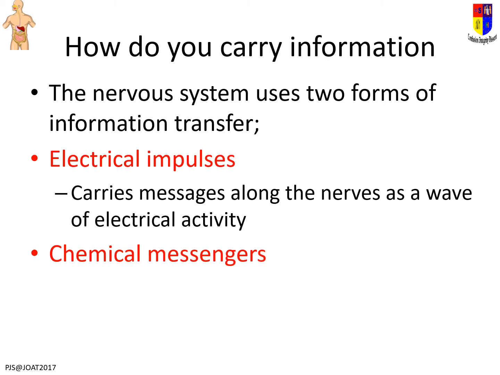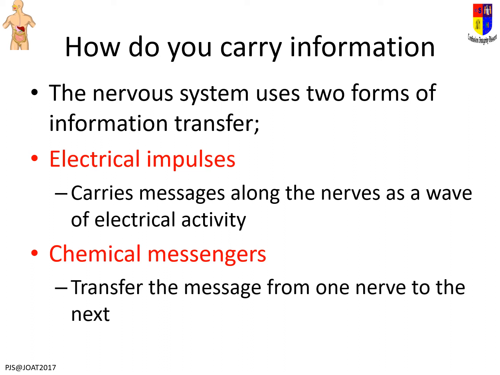But you also need to have chemical messages, and the chemical messengers move between nerves, so from one nerve to the next. So if you're coming from a sensory nerve, bringing information in, passing it into an inter, you need to jump it across. And you've not got sparks moving from one nerve to another. You use a different message, you use a chemical message.